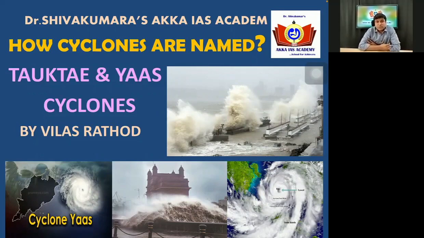Recently, you might be reading in the newspaper regarding the cyclones. Recently, two cyclones hit the Indian coast. One is Tauktae and the second one is Yaas. Cyclone Tauktae hit the western coast of India, and it originated in the Arabian Sea. Whereas Yaas recently originated in the Bay of Bengal, and it is one kind of catastrophic cyclone, which has damaged a lot of regions in Odisha as well as in West Bengal.